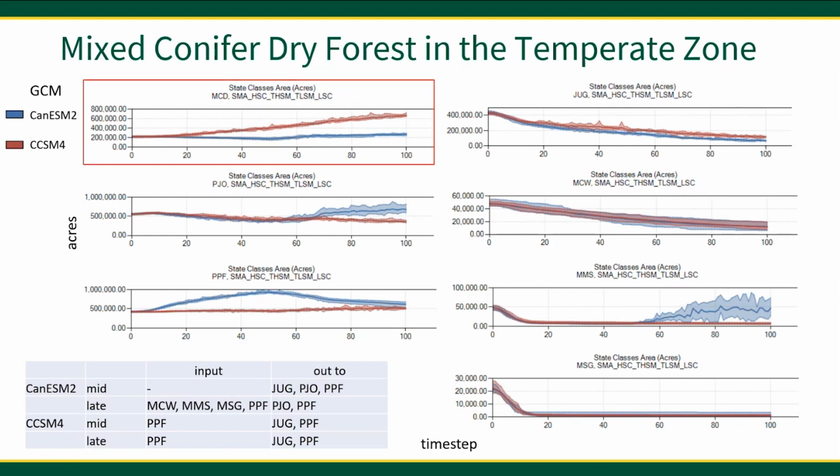For some ERUs, projections are very similar. For others, you do see a difference in what they're projected to do. Mixed conifer dry forest has the red boundary around it, just highlighting that one as one where we do see a significant difference in what's projected to happen to that ERU.